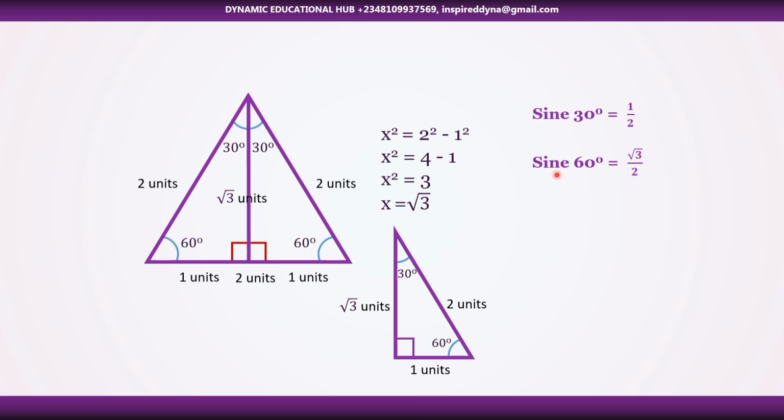Sine 60° will be opposite over hypotenuse. What is the opposite? If you are using 60°, we have root 3. And what is the hypotenuse? We have 2.